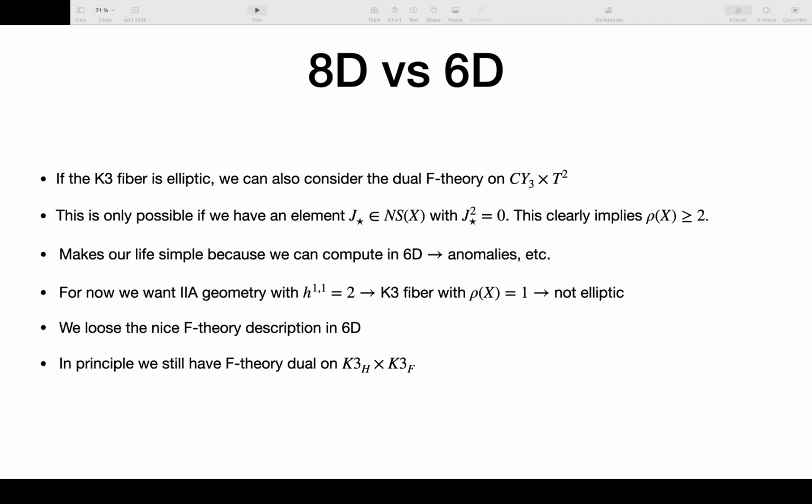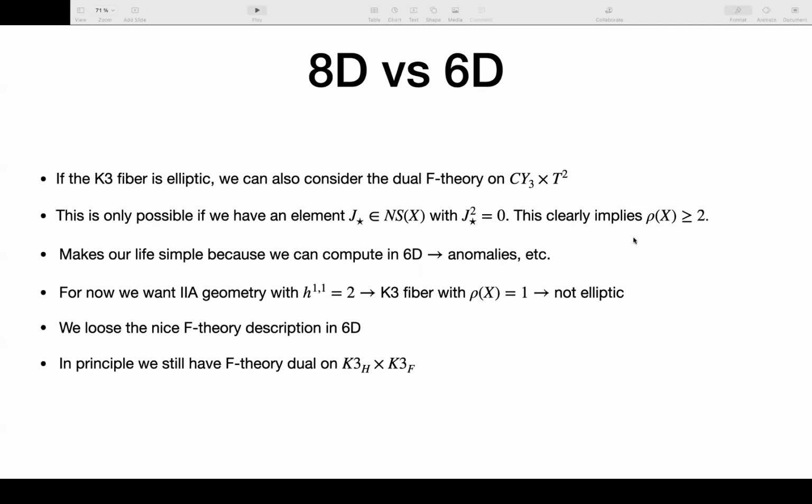Now, let me talk a bit about heterotic F-theory duality, which we will not use much. If the K3 fiber is in addition elliptic, we can also consider the dual F-theory on the Calabi-Yau threefold times T2. But clearly this is only possible if we have a generator of the Néron-Severi group which squares to 0, which would imply that rho of X is at least 2 for us. And we don't want to consider this case for now.